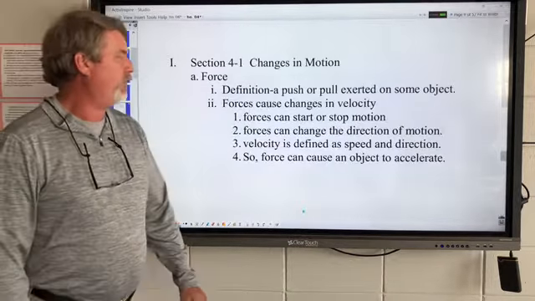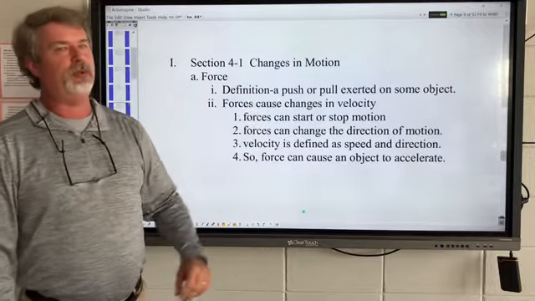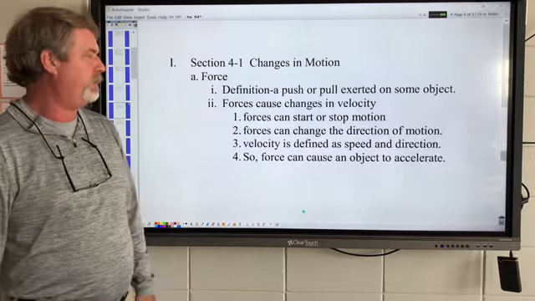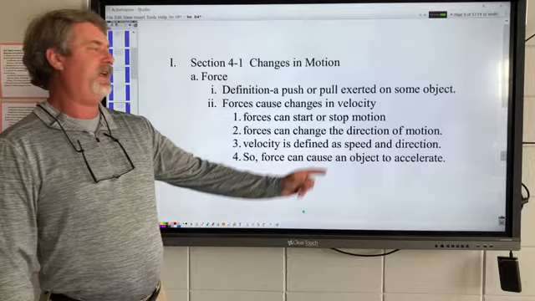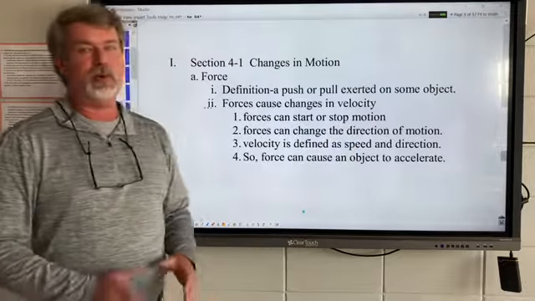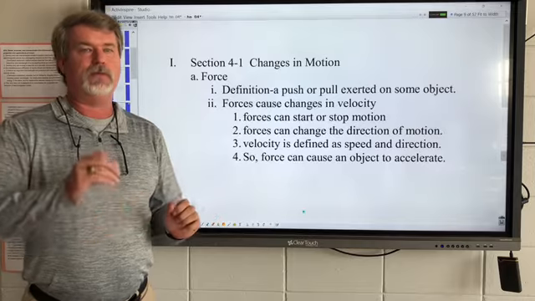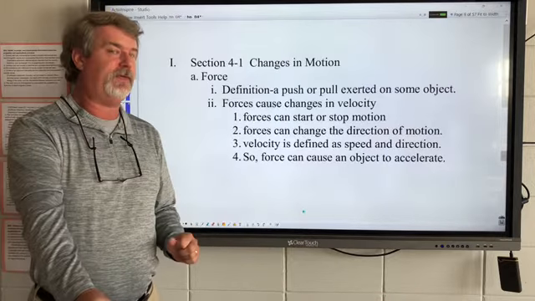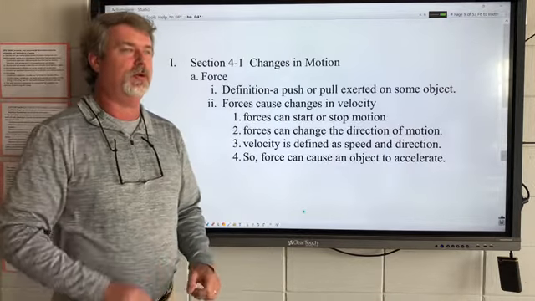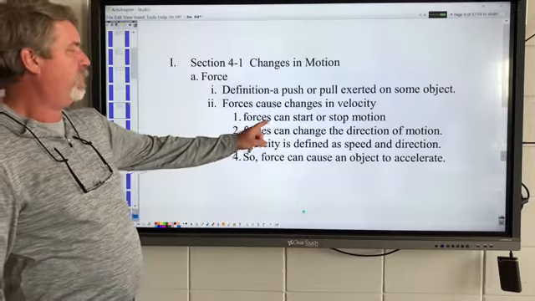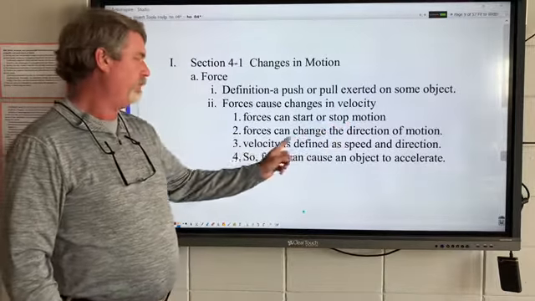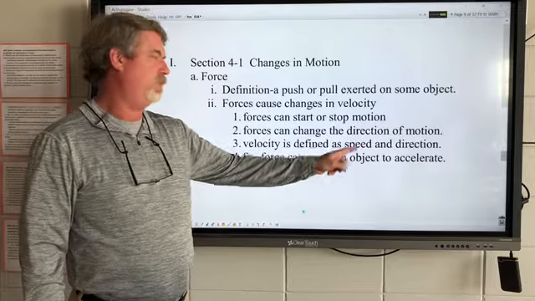To start off with, a force is simply a push or pull that's exerted on another object, and that force creates a change in velocity. So it's important to know that forces don't keep things moving. Forces make them move faster, slower, or change their direction. So forces can start or stop motion. Forces can change the direction of a motion.